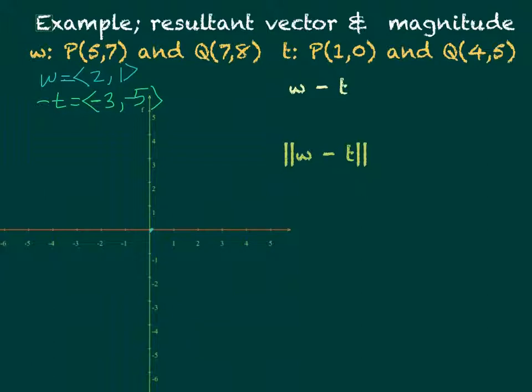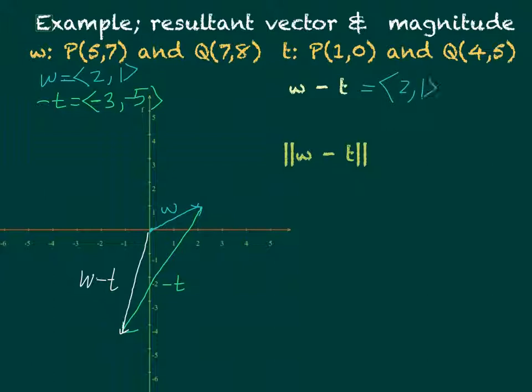So right 2, up 1, that is my w vector. My negative t vector is left 3 and down 5 from my original ending point. So that would be my negative t vector. So my resultant vector would look like that. W minus t.